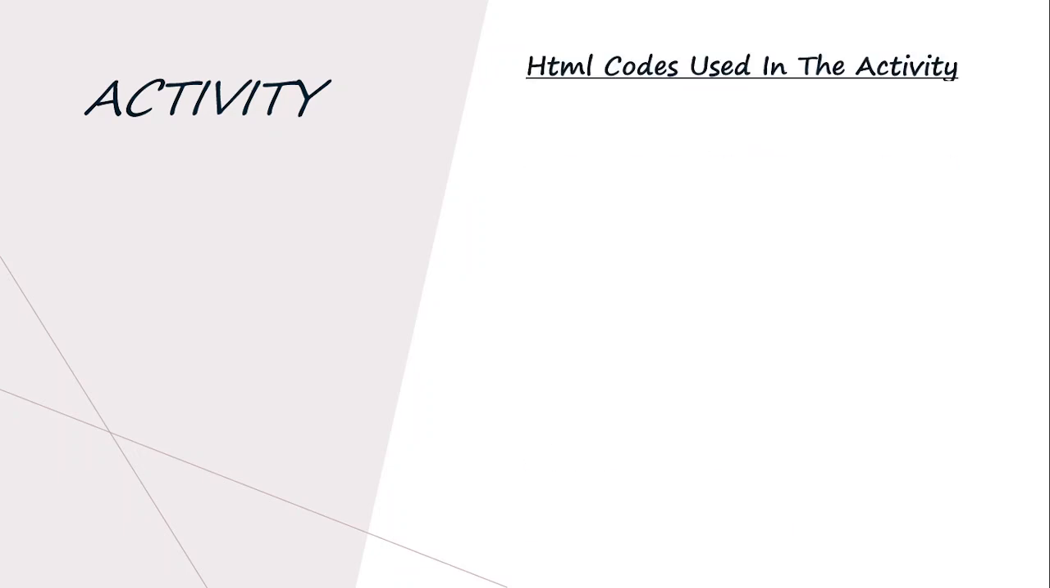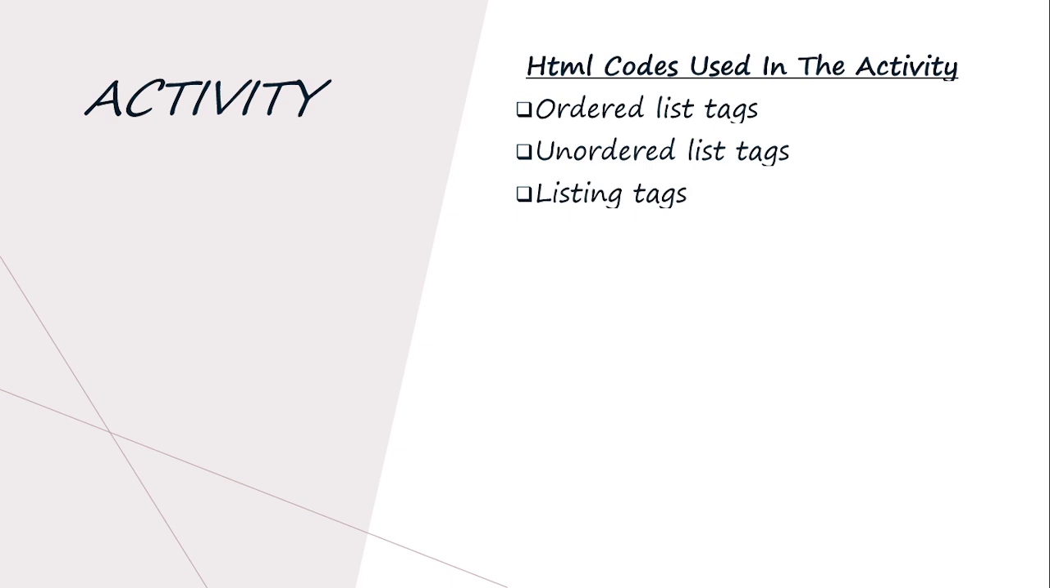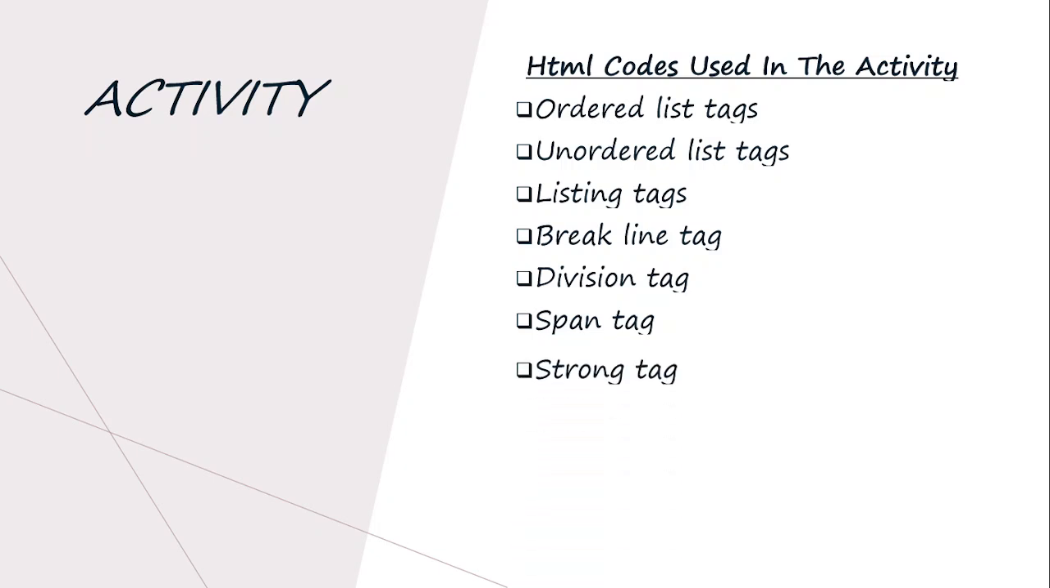The HTML codes used in this activity are as follows: the ordered list tags, the unordered list tags, and the listing tags. All these three are related to one another. We'll see how I've presented them within the HTML document and how they can be displayed in your web page. Also, the other one is the break line tag, the division tag, the span tag, and the strong tag.